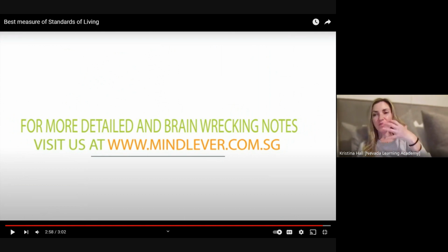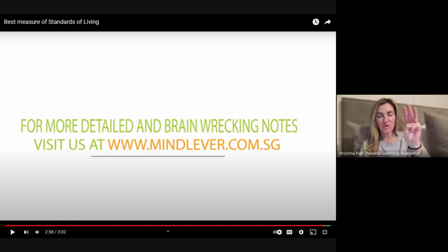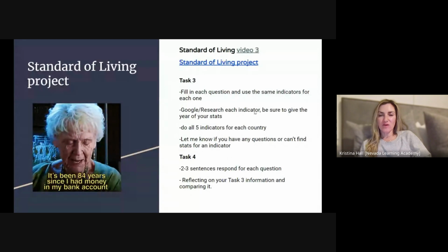Okay, so this is helping us understand that as we look into the 3 countries we chose in task 1 and the 5 indicators in task 2, now we're going to actually research and go find the data. I'm going to take you through an example one. You're going to fill in each question and use the same indicators for each one.